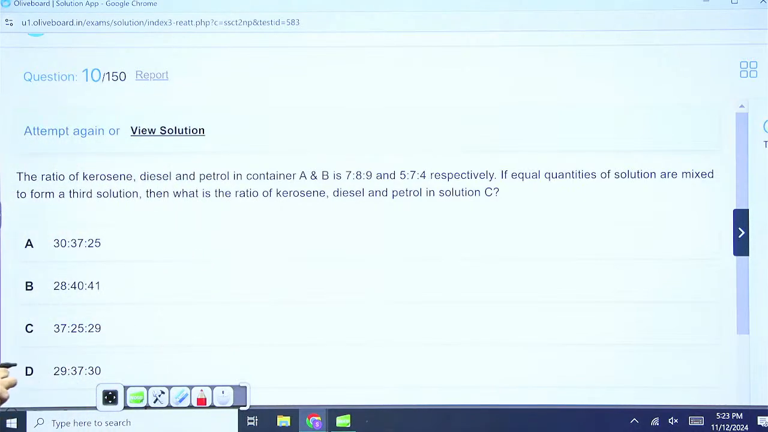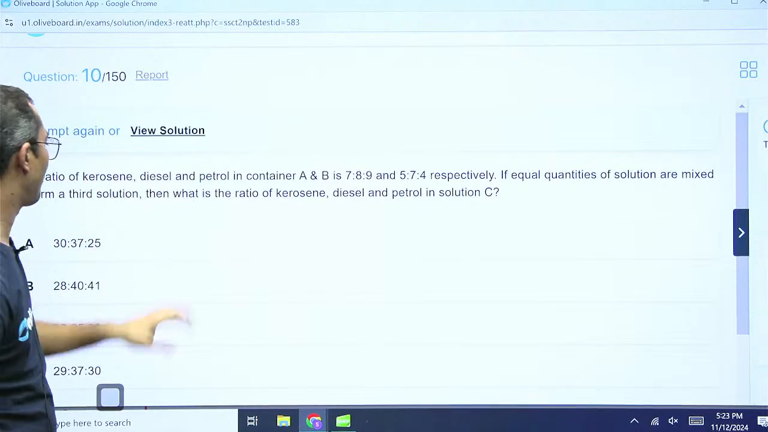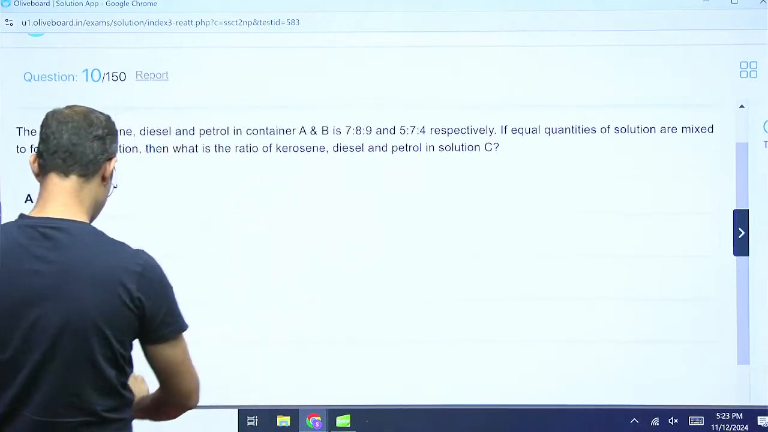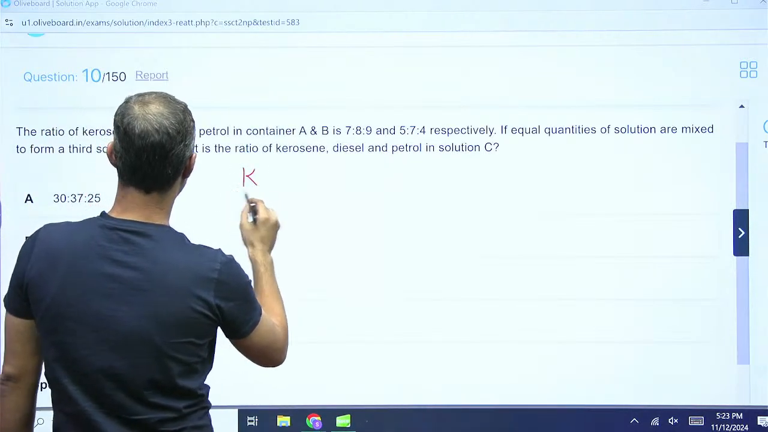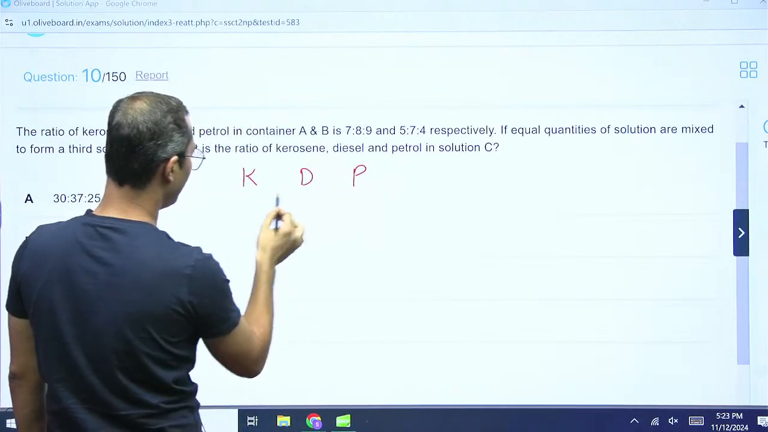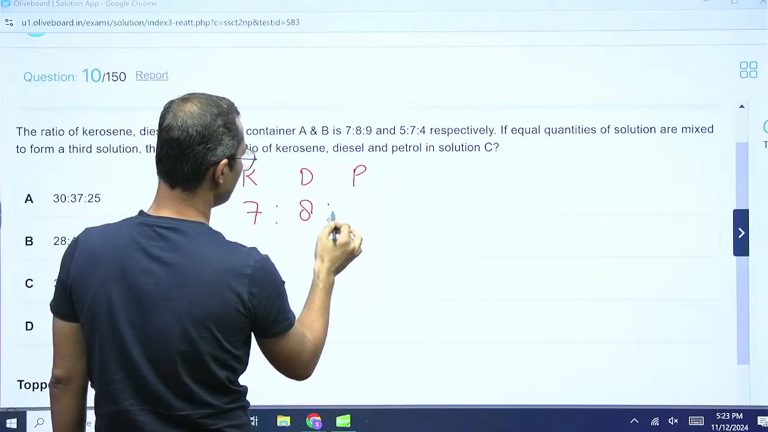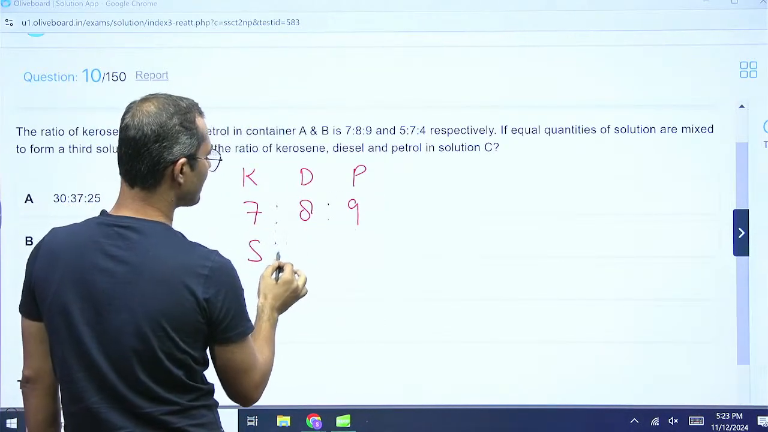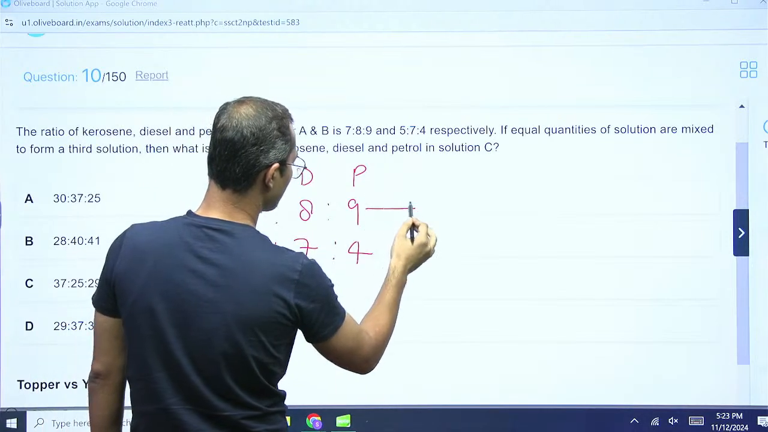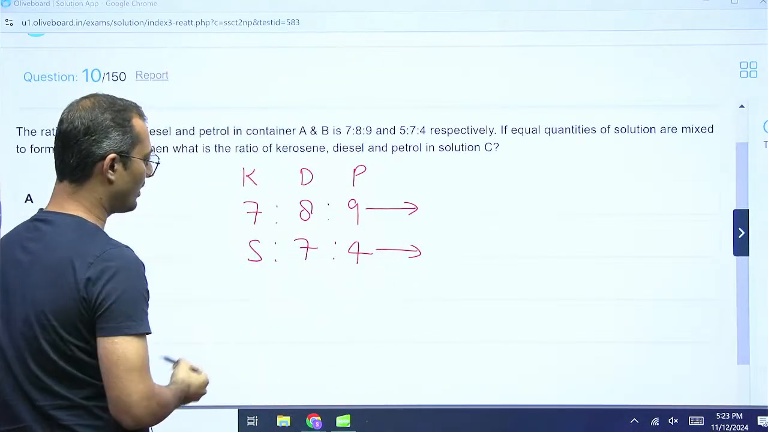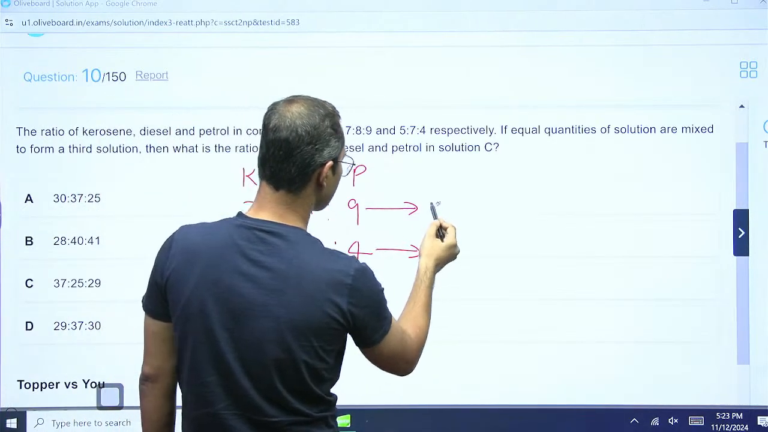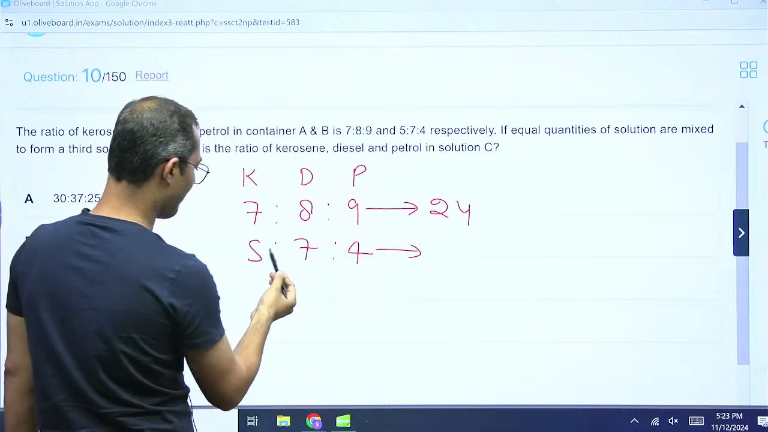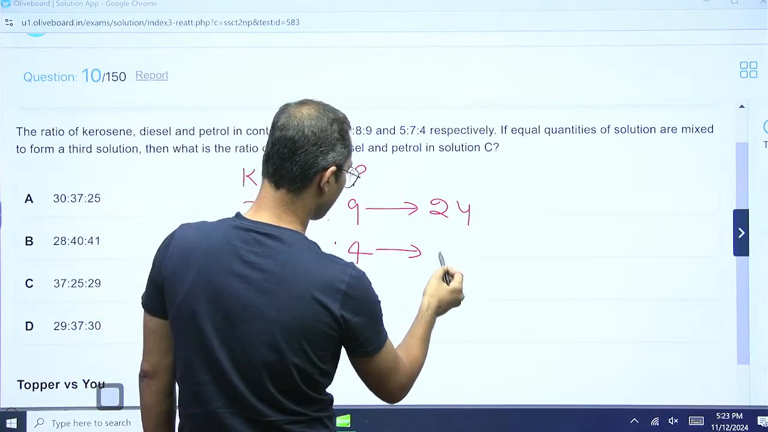Tell me what is the answer of this question. See, there are two containers containing kerosene, diesel and petrol, right? The ratio of this is 7:8:9, and that is 5:7:4, right? So total is how much? So the total quantity in first container is 7, 8, 9. That is 7 and 8, 15. 15 and 9, how much? 24, right? 7 and 5, 12. 12 and 4, that is 16, right?